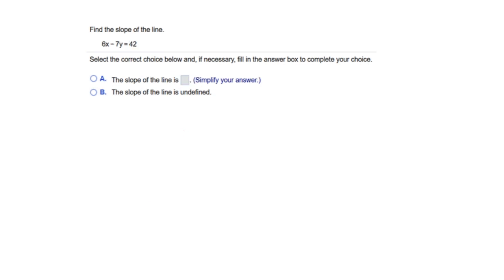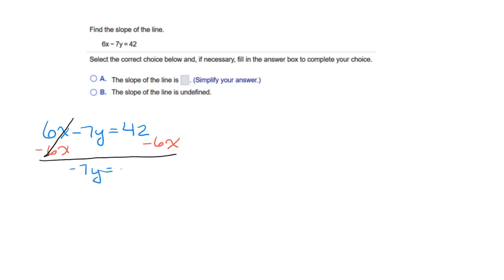So we have another problem asking us to find the slope of the line. In this case, we have 6x minus 7y is equal to 42. We are going to solve for y, and in doing so, that places it into slope-intercept form. So the first thing I want to do is leave my y term right where it's at and move my 6x to the opposite side by subtracting it. All right, and then that leaves me with negative 7y is equal to negative 6x plus 42.